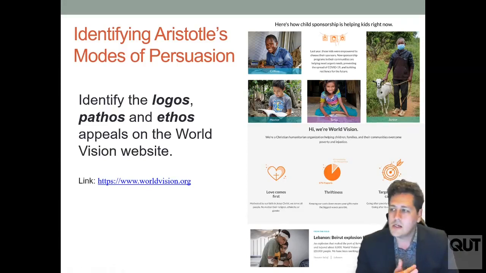What I'm going to get you guys to do, and feel free to just unmute yourselves and call out with your thoughts on this, but I want you to identify the logos, the pathos, and the ethos. So maybe if we start off here, what parts of this advertisement do you guys think are logical appeals? Does anyone want to point those out and highlight what they think are the logical appeals in this?